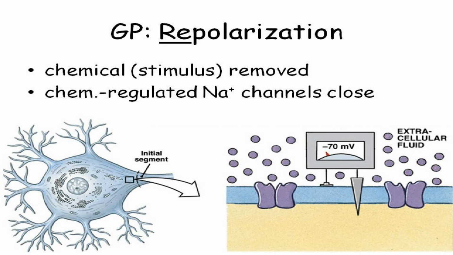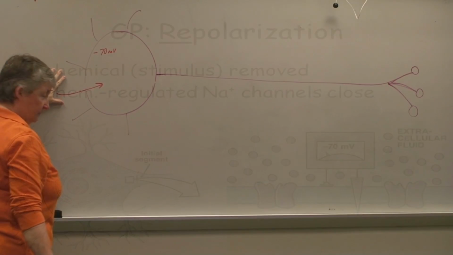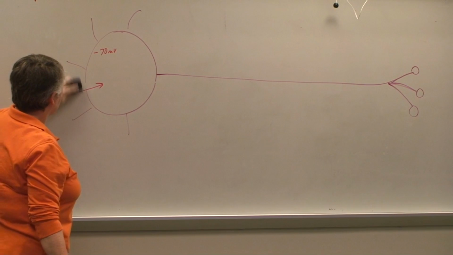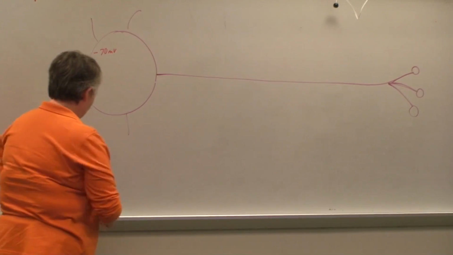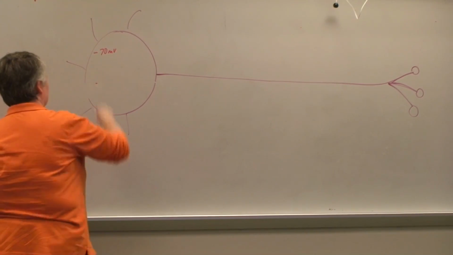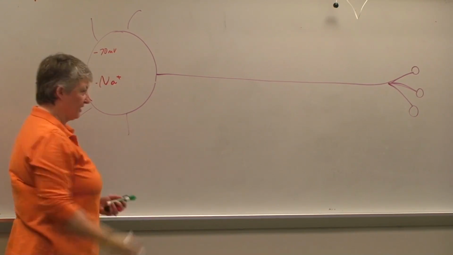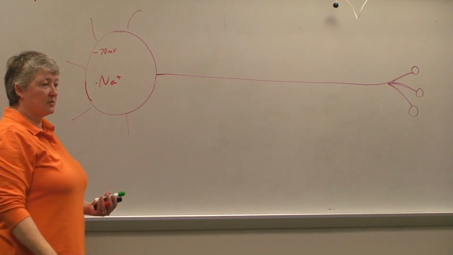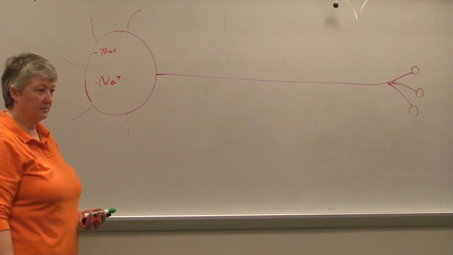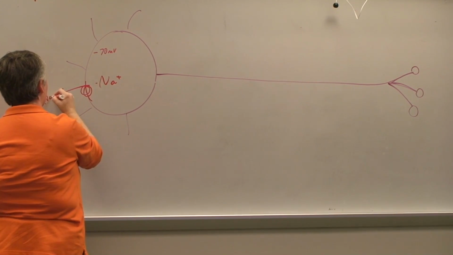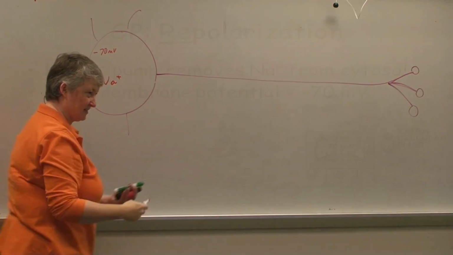Now, if you remove the chemical that opened this channel, then the channel's going to do what? Close, right? Now, however, I've got a bunch of sodium on the inside. My membrane is depolarized, at least right there, right? So how do I get it back? Exactly. The sodium-potassium pump pumps the sodium back out, and that repolarizes the membrane.